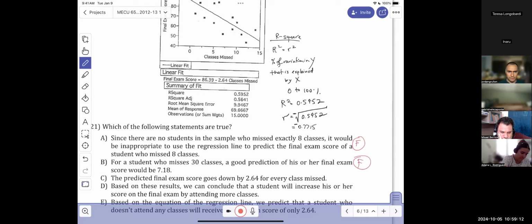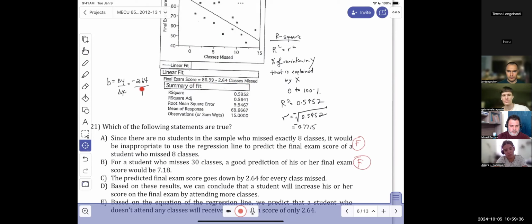The predicted final exam score goes down by 2.64 for every class missed. Remember what the slope is. The slope is equal to the change in y over the change in x. If it's negative 2.64, you put it over 1. X is missed classes and y is final exam. So for one missed class, your final exam score goes down by 2.64. Is that what it says? That looks good.